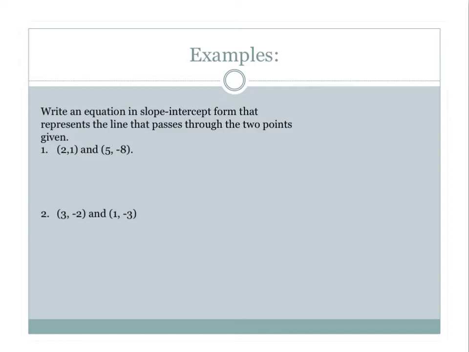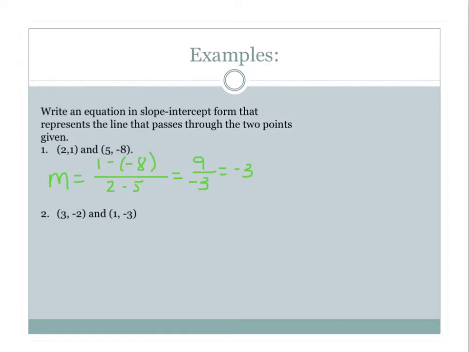Alrighty, so we are going to find the slope between these 2 points. So 1 minus -8, y minus y, over 2 minus 5. 1 minus -8 is 9, 2 minus 5 is -3. This line has a slope of -3.